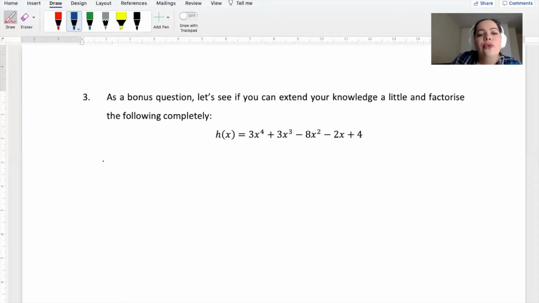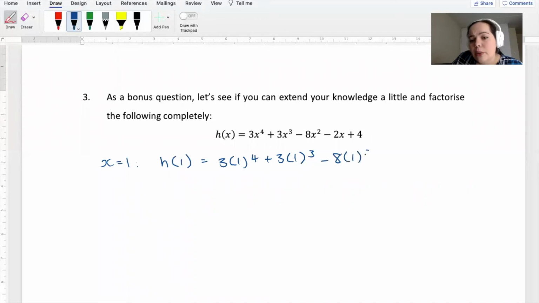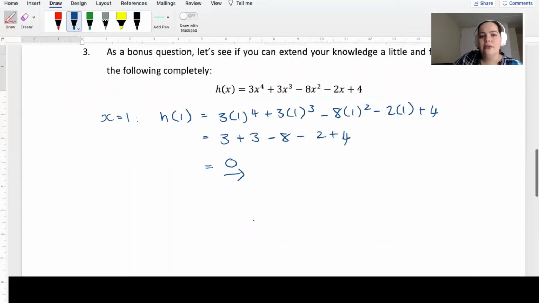So let's start with finding a value of x that will make h(x) equal to 0. Let's start with h(1), which is going to give me 3 times 1 to the power of 4 plus 3 times 1 cubed minus 8 times 1 squared minus 2 times 1 plus 4. Alrighty, so from here we'll get 3 plus 3 minus 8 minus 2 plus 4. And yay, that is going to equal 0.